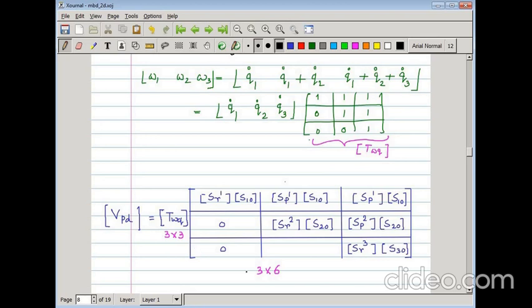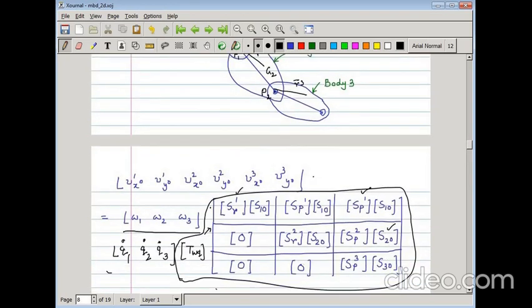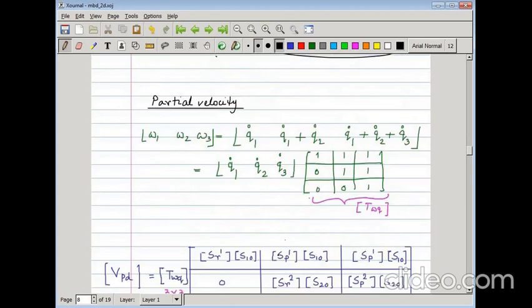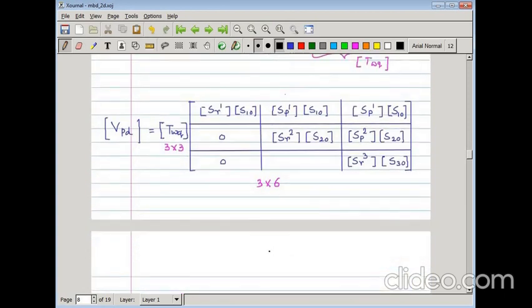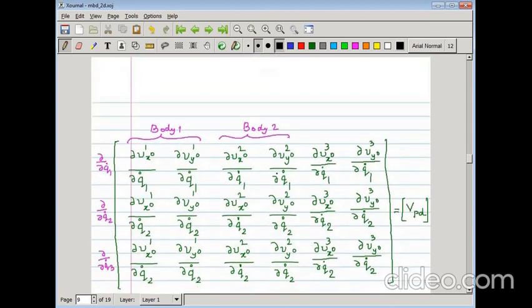So this is a 3 into 3 and 3 into 6 matrix. So this is a 3 into 6 matrix. VPD is a 3 into 6 matrix. It has to be like that because this is 3 into 6. So this is 1 into 3, 1 into 3, 3 into 6. So 1 into 6, and here there are 6 columns. So this is the partial derivative. This is the partial velocity matrix in case of 3 pin connected bodies.